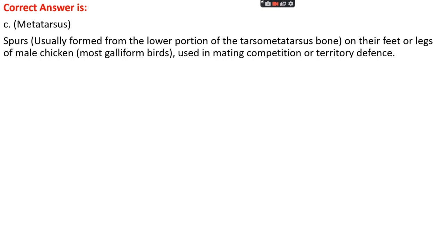The spur is actually formed from the lower portion of the metatarsus bone on the foot or leg of the male chicken and most galliform birds. It is mainly used in mating competitions or territory defense.